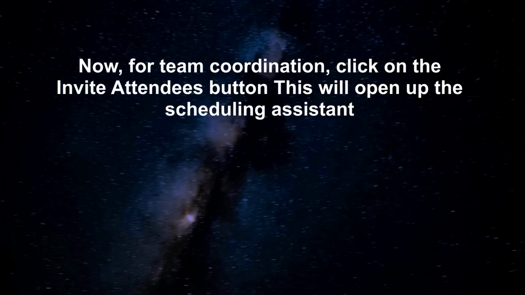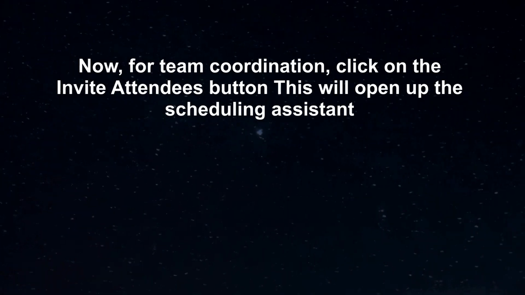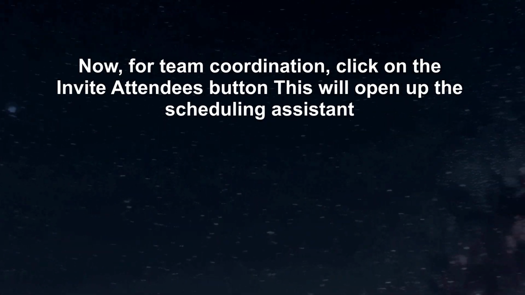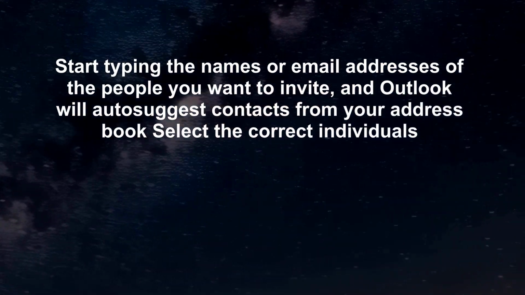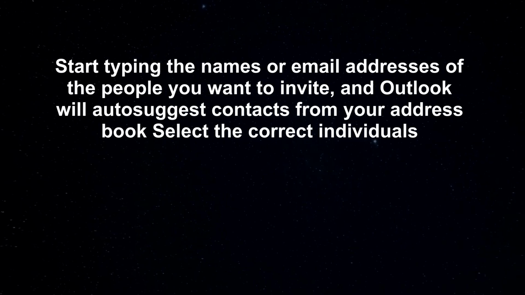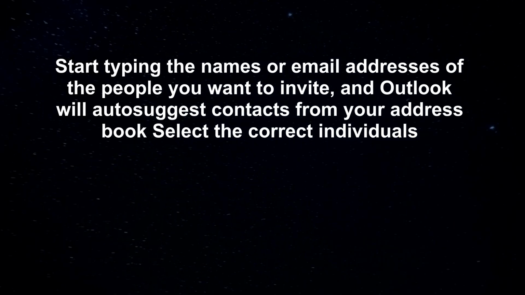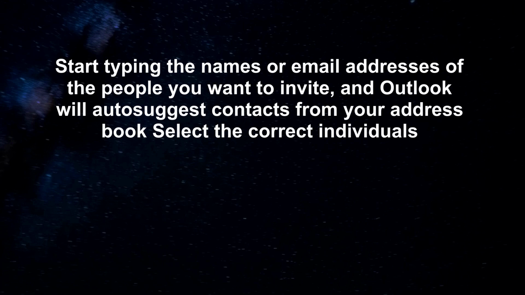Now, for team coordination, click on the Invite Attendees button. This will open up the scheduling assistant. Start typing the names or email addresses of the people you want to invite, and Outlook will auto-suggest contacts from your address book. Select the correct individuals.